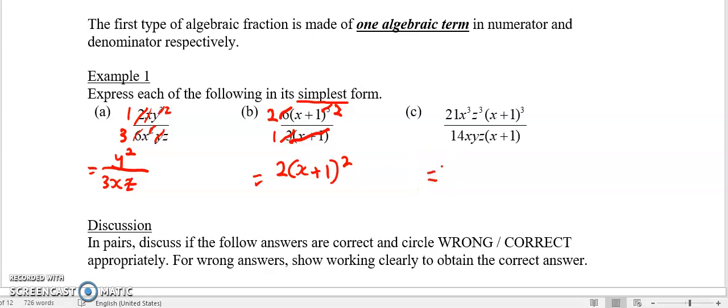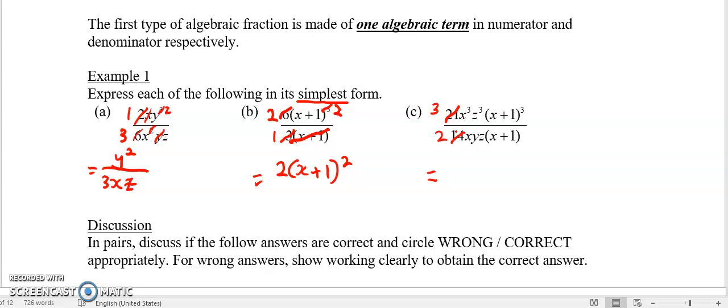Okay, it's a combination of your fraction example in A and also your fraction example in B. Alright, in terms of the skills required to simplify. So between 21 and 14, 21 can be divided by 7, 14 can be divided by 7. So we divide both by 7. You'll be left with 3 over 2.